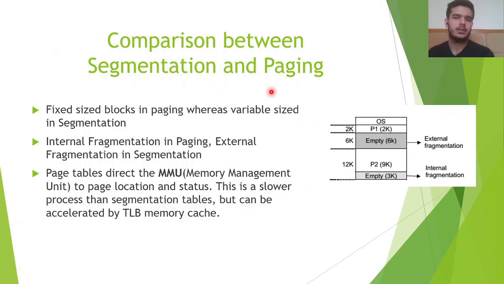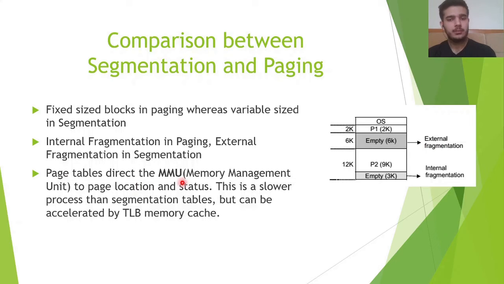Now a comparison between segmentation and paging. The main differences arise due to the fixed size blocks in paging and variable size in segmentation. Internal fragmentation is present in paging and external fragmentation in segmentation. So P1 is assigned 2k space, P2 is assigned 12k space, but here 3k is empty, so it is internal fragmentation, and here nothing is assigned, so this is external.